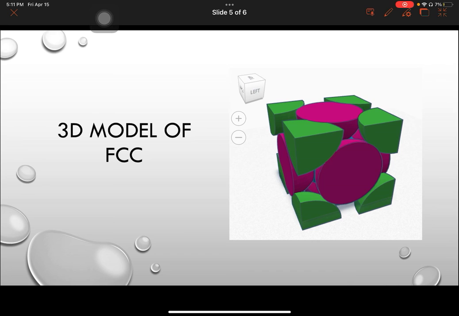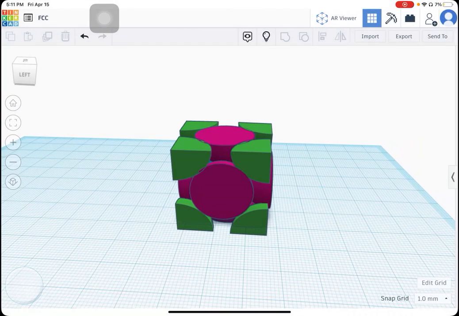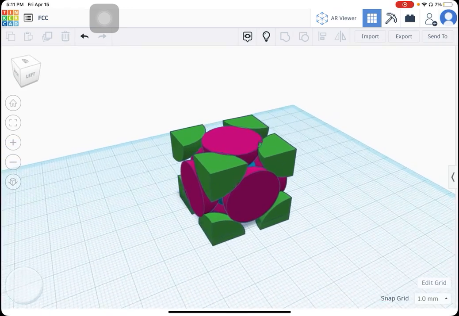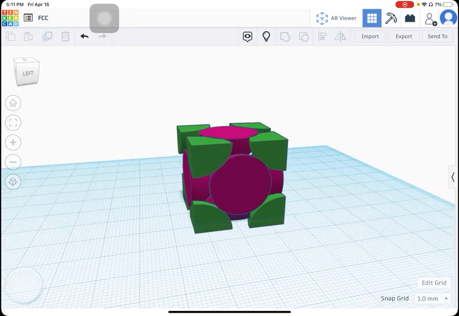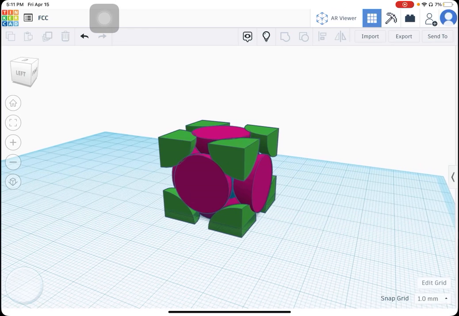You can see my Tinkercad 3D model there on the slide. The green slices are just the corners of the structure, that 1/8 volume within the unit cell, and then the halves are the purplish color. So I'm going to pull up my Tinkercad and show you guys. This is what I did with it, the purple and the green.